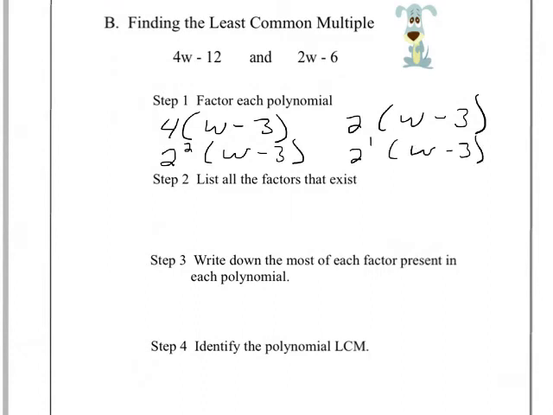Alright, now let's list all the different types of factors that we have. Well, the first type of factor I have here is a 2. And I also have a w minus 3.